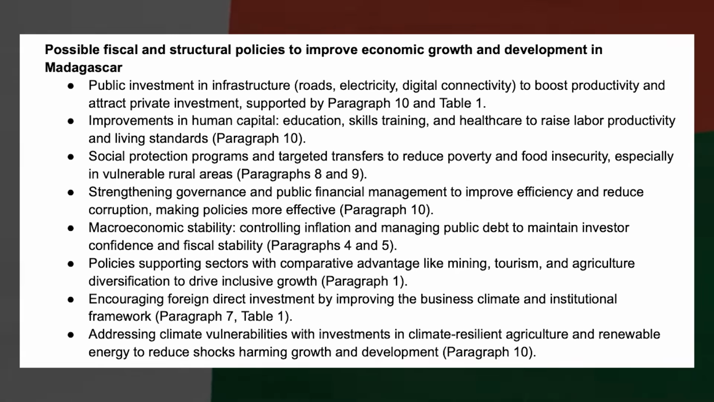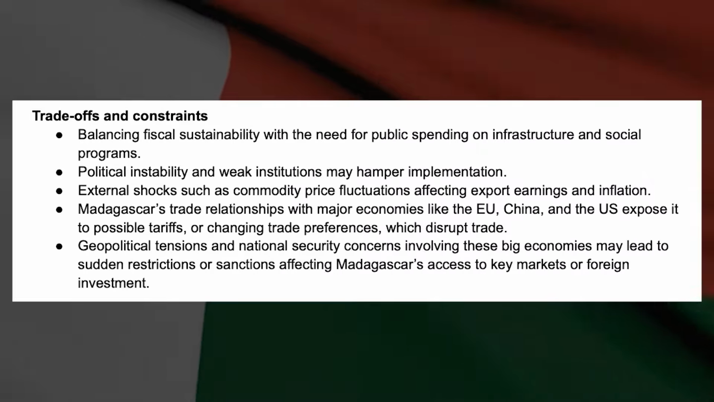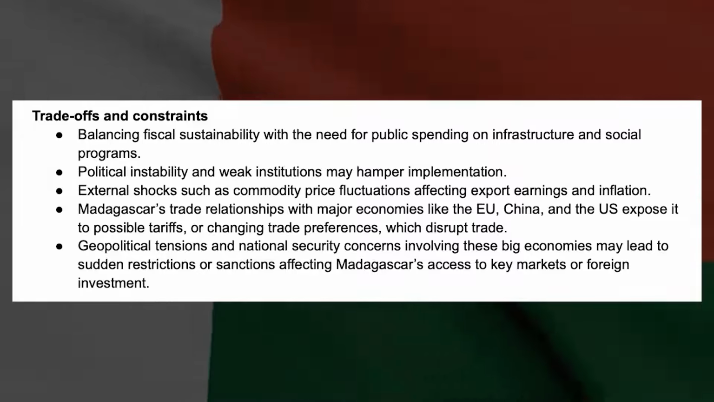Encouraging foreign direct investment by improving the business climate and institutional framework, paragraph 7, table 1. Addressing climate vulnerabilities with investments in climate-resilient agriculture and renewable energy to reduce shocks harming growth and development, paragraph 10. Trade-offs and constraints. Balancing fiscal sustainability with the need for public spending on infrastructure and social programs. Political instability and weak institutions may hamper implementation. External shocks, such as commodity price fluctuations, affecting export earnings and inflation.